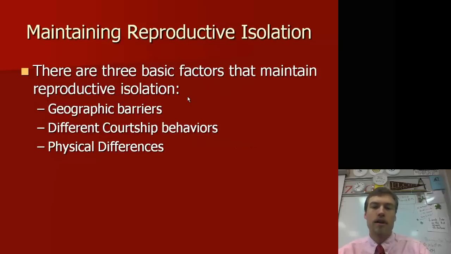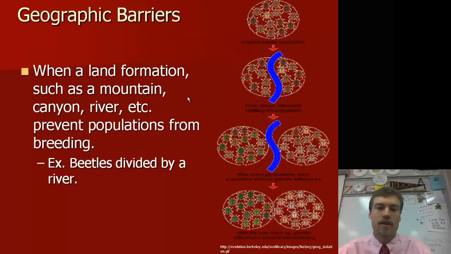There are kind of three basic factors that maintain reproductive isolation. We can have geographic barriers such as mountains, rivers, streams, oceans, whatever. Okay, different courtship behaviors, right? So if you've seen different birds, right, they all have different kind of songs, right? So they're different songs. Other birds don't hear that. They don't interpret that as a courtship, so they're not going to be attempting to mate with that species. And then also physical differences, right? Looking different, anatomy differences, all that kind of thing.